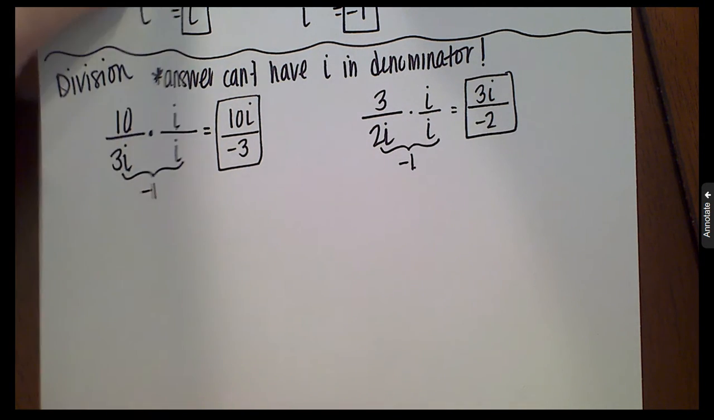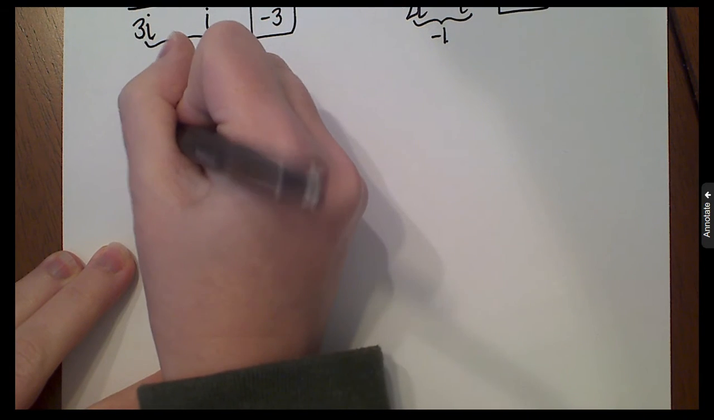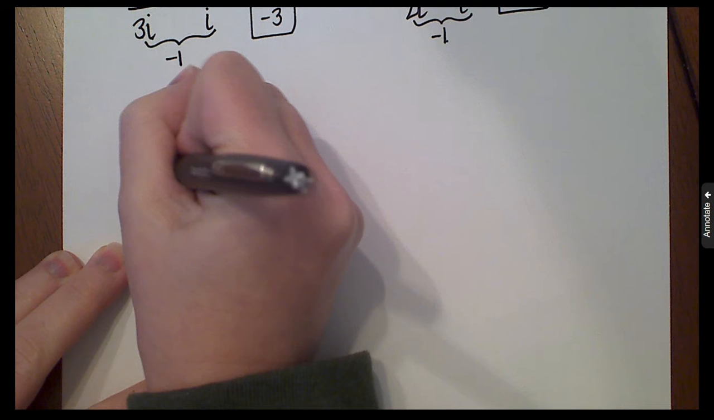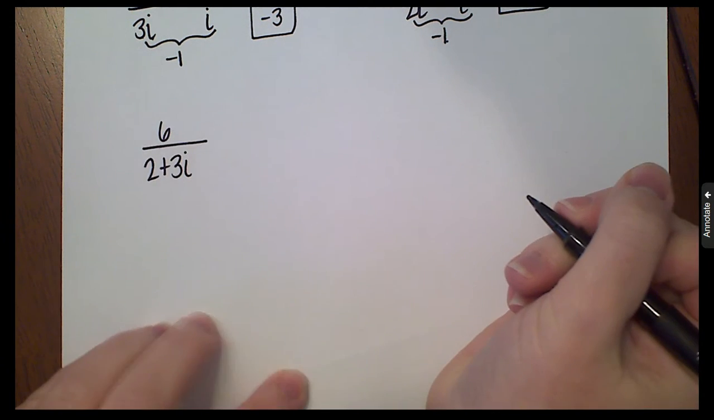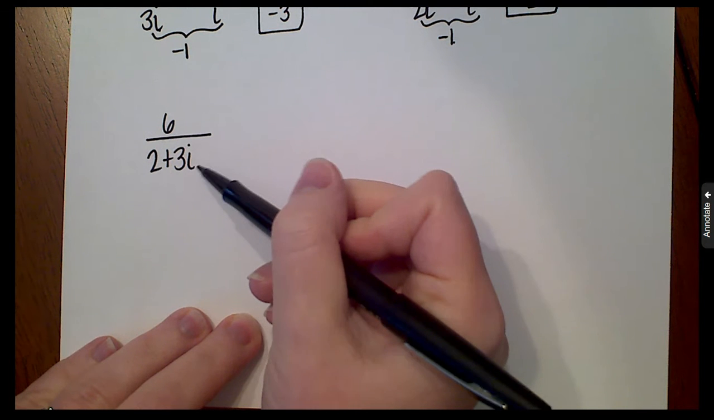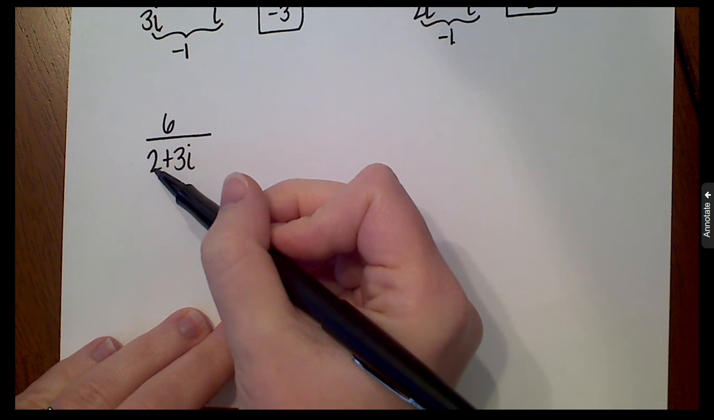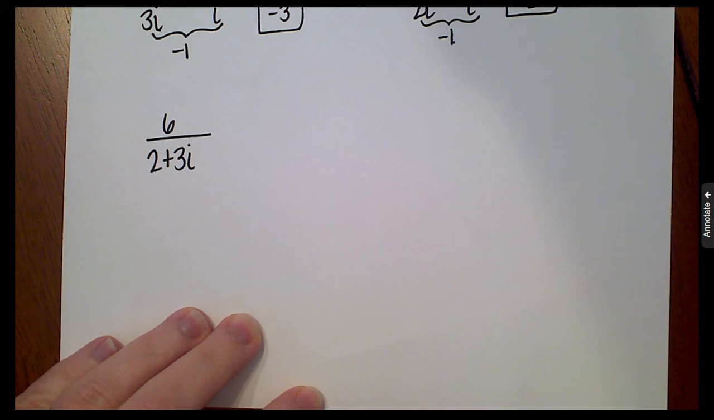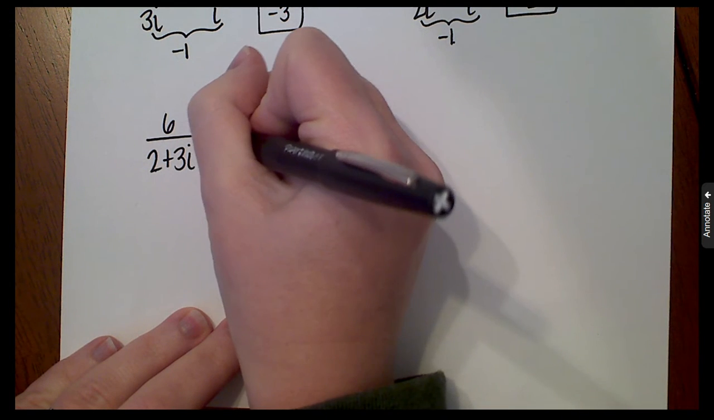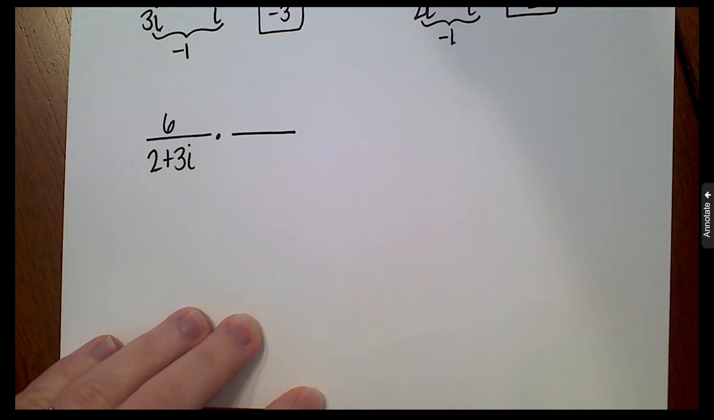So what can happen, it can't be that easy, is you might have something like this. Now you have a binomial on the bottom, but there's an I as a part of one of the terms. So I can't just multiply by I over I, because if I did that, then I'd have to distribute the I here, and that would be a big old mess. So what we're going to do is multiply. It's the same kind of idea. We're going to multiply by something over itself, so we're really multiplying by 1.